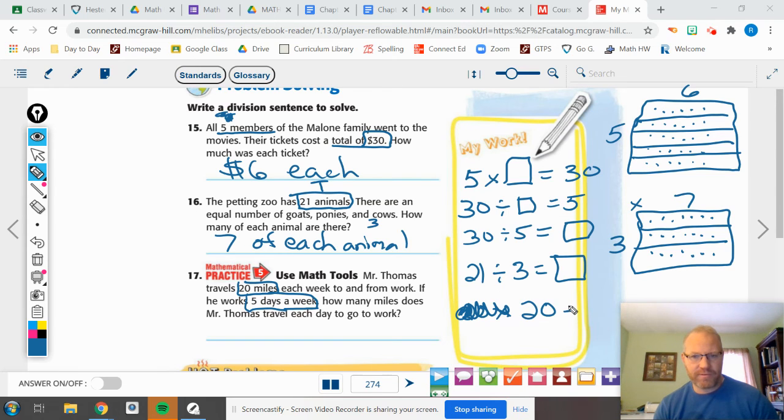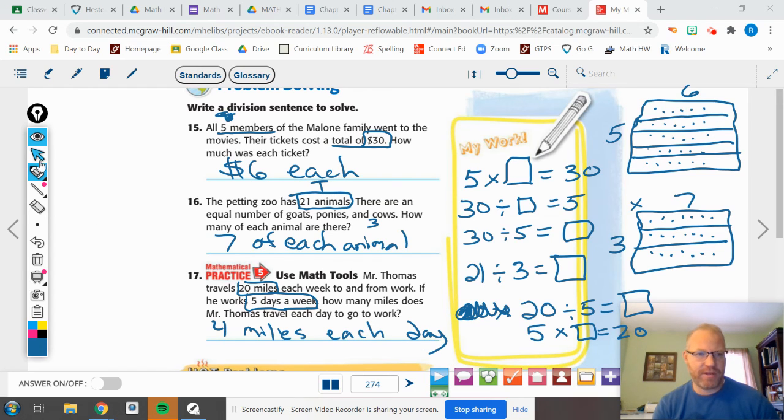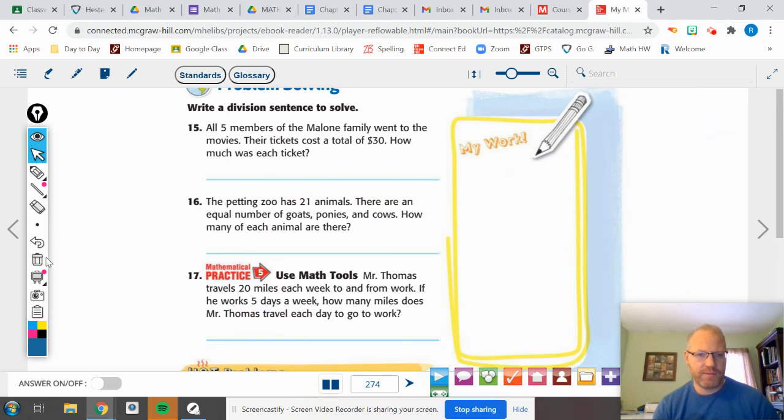So instead of times, we're saying 20 divided by the 5 days. 20 miles divided by 5 days equals what? 5 times what equals 20? 5 times something equals 20. Do you know? 5 times what equals 20? Did you draw it? It was 4 miles per day. Pause this if you need the notes. Moving on.